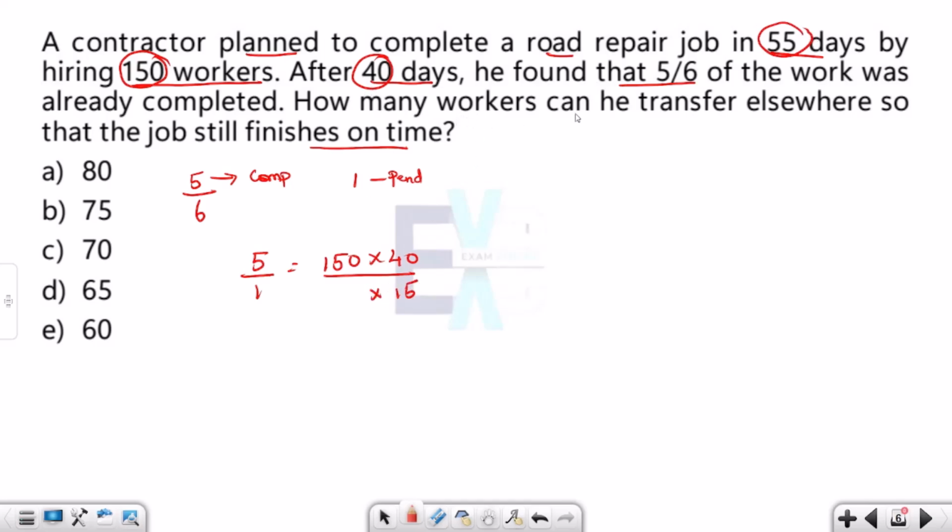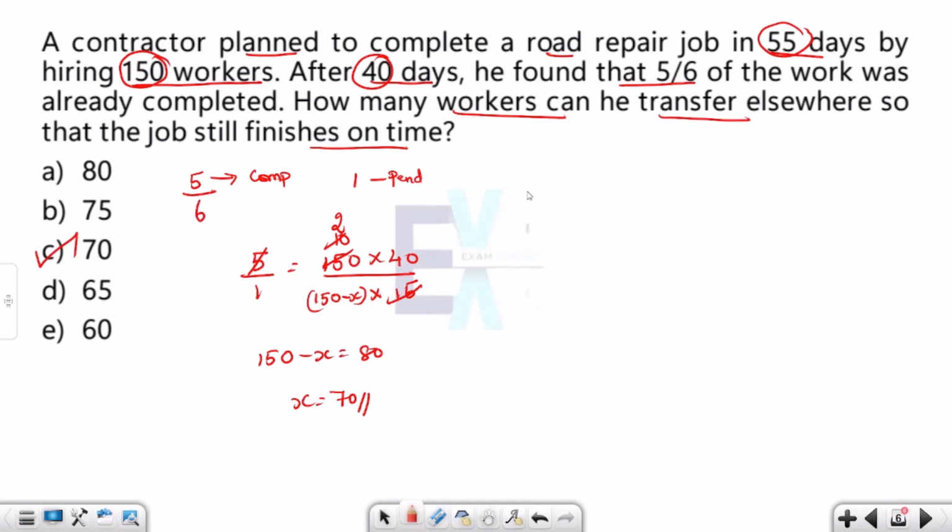And what they are planning to do is transfer some of the workers to some other job. That is, out of 150 workers, I want to transfer some members. So how many members do I need to transfer? Okay, so this is 1 time and this is 10 time. Again 1 time, this is 2 time. So 150 minus x is equal to 80. So the value of x will be 70. So the answer for this particular question is 70.